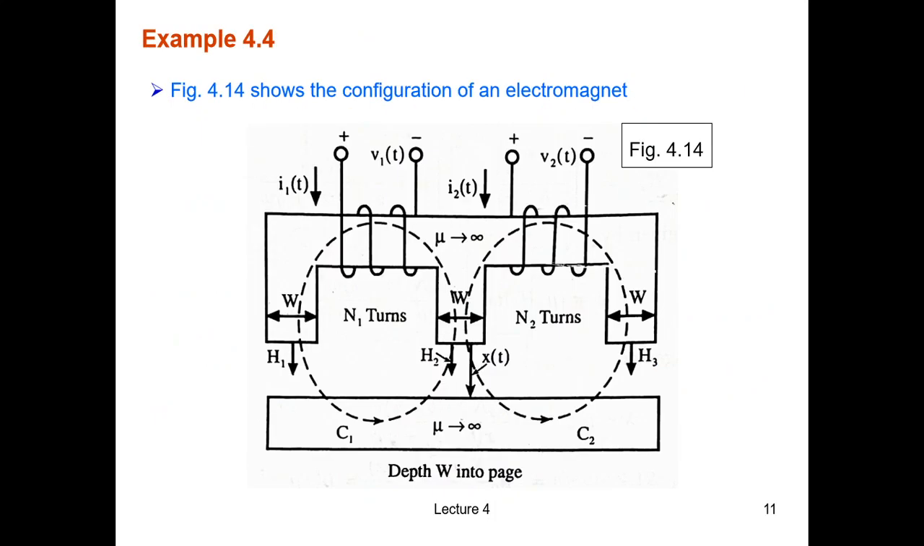So let's have a look at an electromagnet. Here, this part can move up and down, and this part with two coils will be fixed. The air gap will have a width of W. This coil will have N1 turns and current I1. This coil will have N2 turns and current I2 with the direction as shown in the picture.